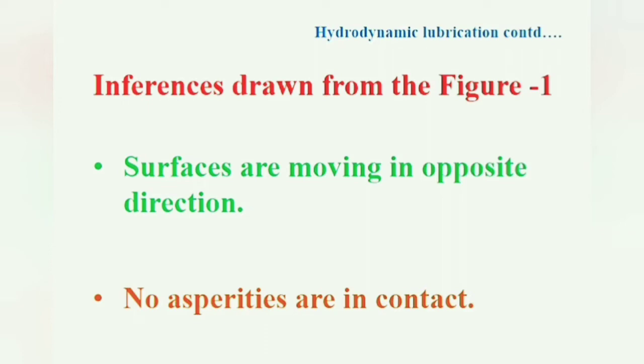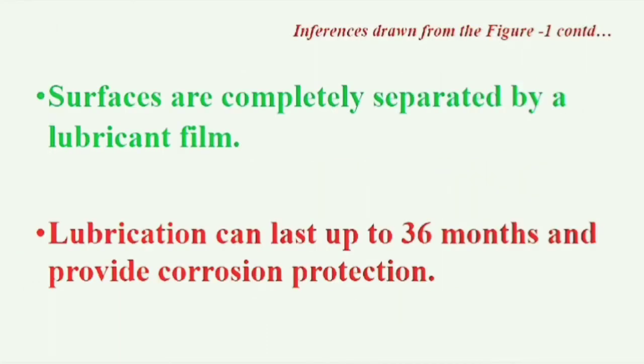These are the inferences which are drawn from figure 1, that the surfaces are moving in opposite directions, and the asperities, that is the peaks which are present on each surface, do not come in contact with each other, because of the lubricant layer which is applied between the two surfaces. The surfaces are completely separated, and this type of lubricant can last up to 36 months, and it also provides protection towards corrosion. As the machines are working with negligible load, there is little or no rise in the temperature. Therefore, the liquid lubricant does not evaporate away or decompose.